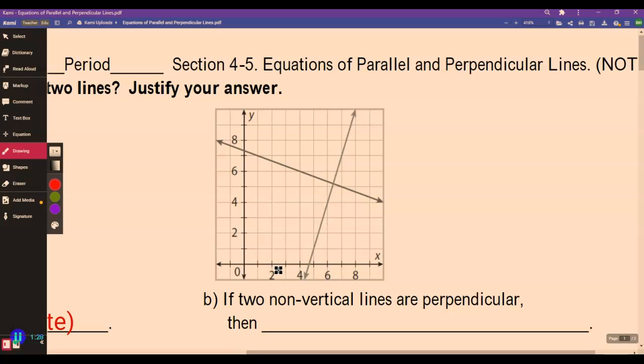I have trouble getting this to be in the right position. There we go. 90-degree angles.